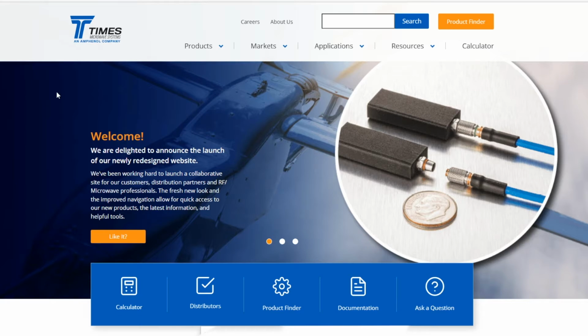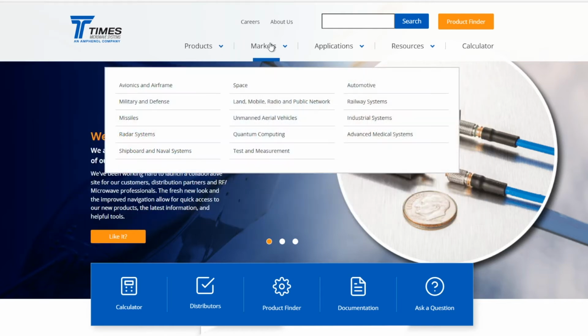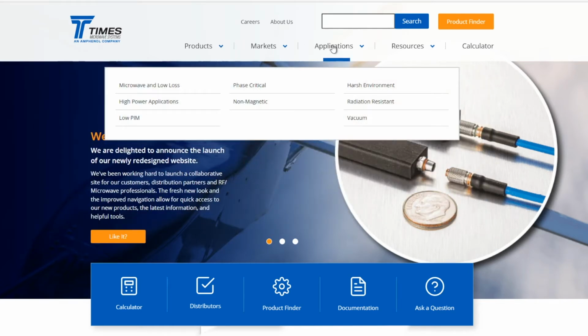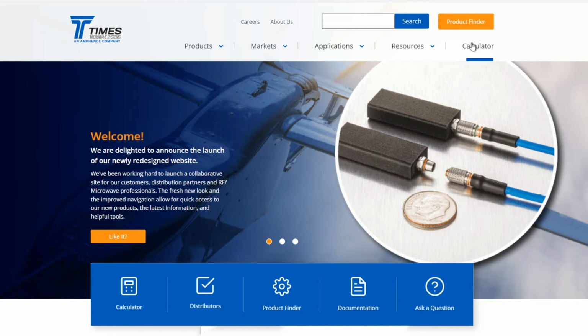The main menu is divided into different categories: products, markets, applications, and resources. We also have our attenuation calculator located at the top of our menu, but we will dive deeper into that in another video.